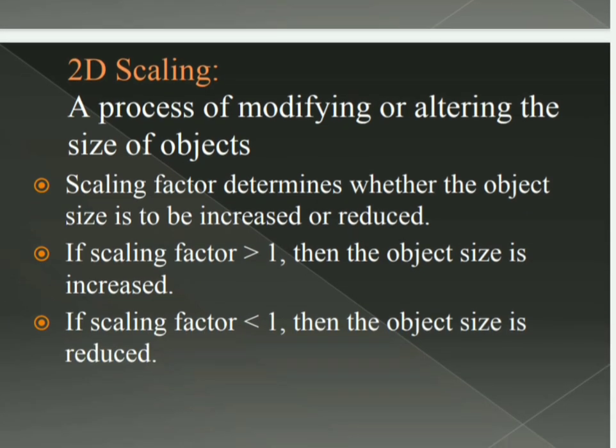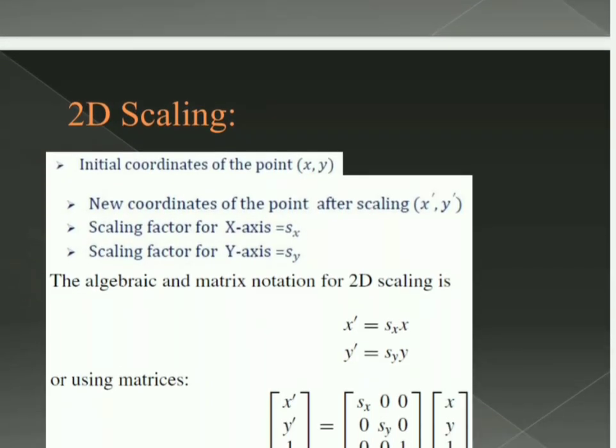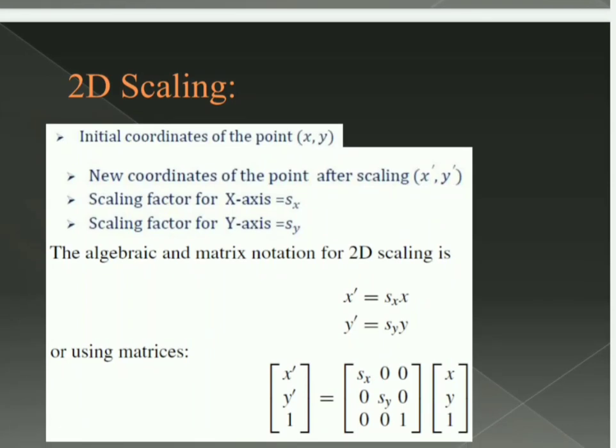Now the next technique is 2D scaling. Scaling is a process of modifying or altering the size of the object. If the scaling factor is greater than 1, then the object size is increased. If the scaling factor is less than 1, the object size is reduced. So here again we will represent 2D scaling in terms of algebraic notation and in terms of matrix notation.